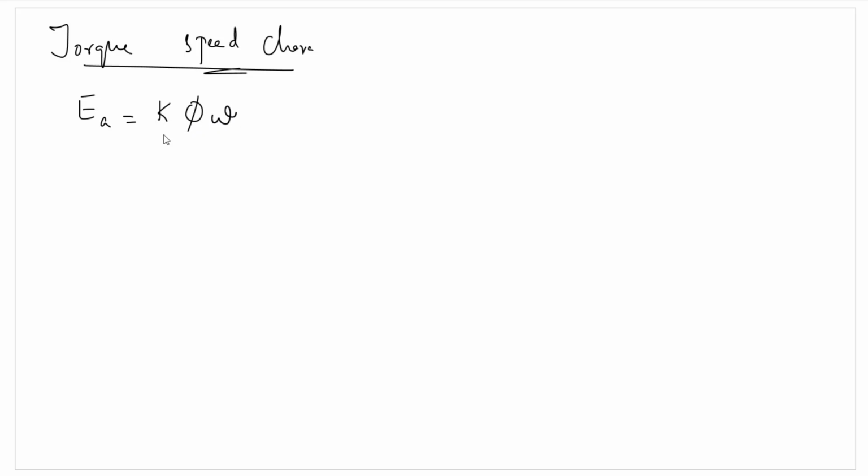In this session, we'll be understanding the torque speed characteristics of DC motors. We already know that generated voltage EA is equal to K phi omega. I write this as the constant KB. We have found this as phi Z P by 60A. Taking all others as constant, EA, the induced voltage, is KB phi omega. This will also be the back EMF in case of a DC motor.